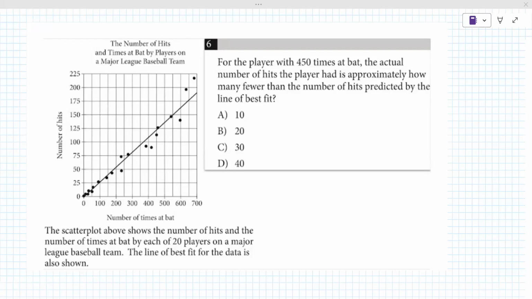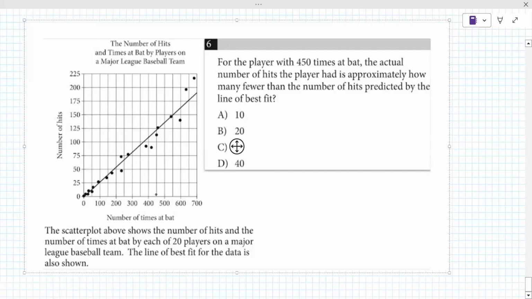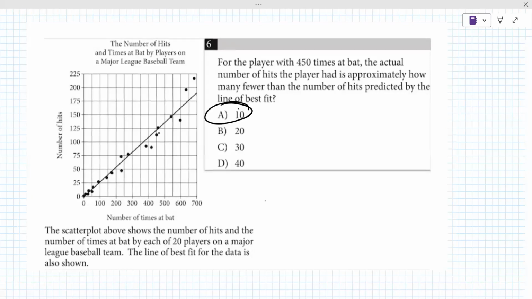I'm gonna go with 10. It is 10 under, right where it hits the line of best fit. Is that right? So let's see here, for the player with 450 at bats, predicted by line of best fit. Okay. So if you bat 450 times, how many fewer than, okay, so you said about 10. Yes, that is correct. Okay, good. Really good.